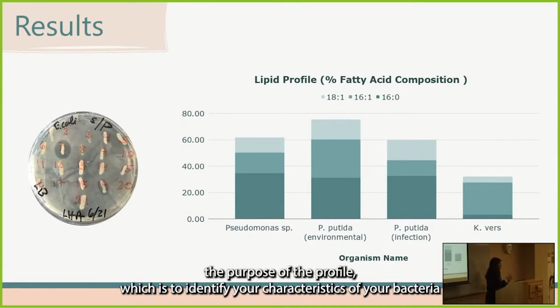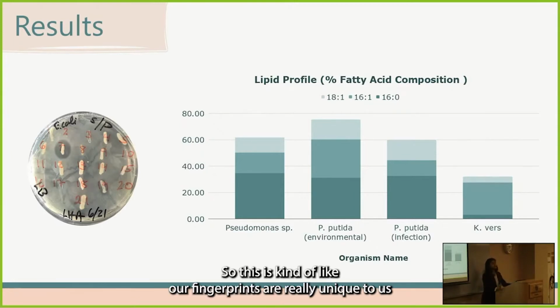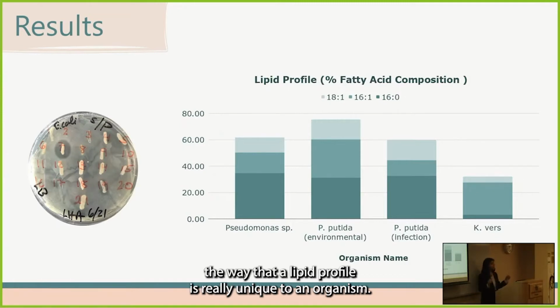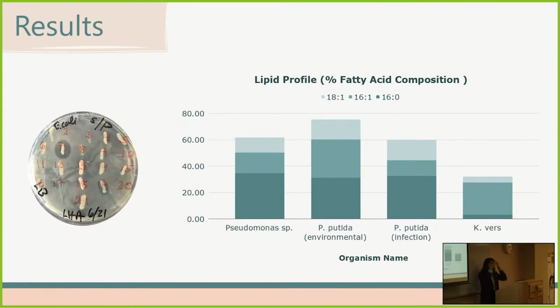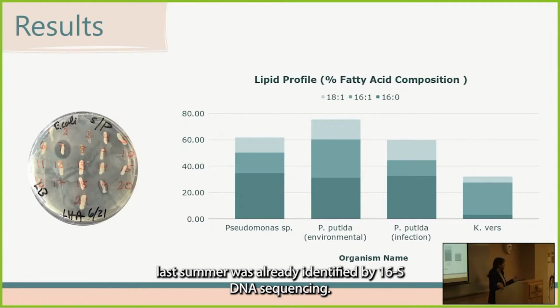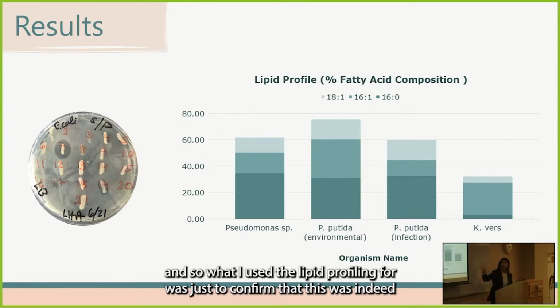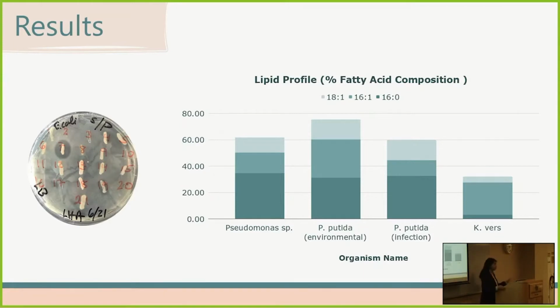Part two is, again, reiterating the purpose of a lipid profile, which is to identify or characterize the bacteria. So this is kind of like, our fingerprints are really unique to us, the way that a lipid profile is really unique to an organism. This bioactive strain that we had from last summer was already identified by 16S DNA sequencing. We knew the genus, which was Pseudomonas, but we didn't know the exact species. And so what I used the lipid profiling for was just to confirm that this was indeed a Pseudomonas strain.